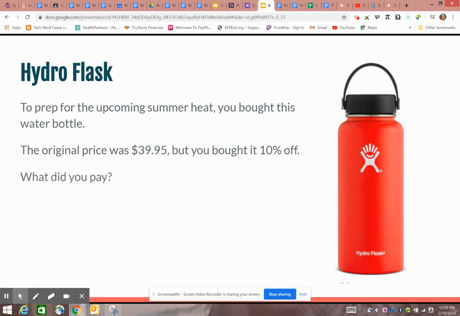What did you pay? Final step, you actually do have to pay tax. It says it's 7%. What is the final cost?